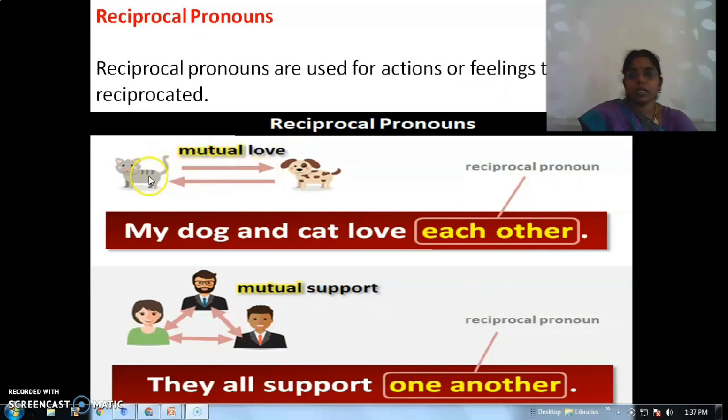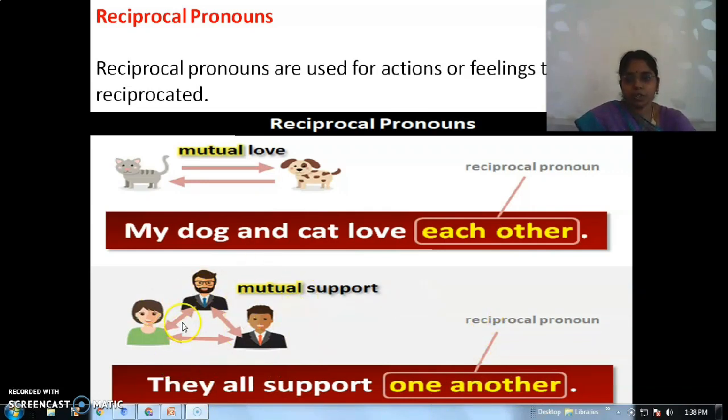See, a cat and a dog are there. My dog and cat love each other. Each other is a reciprocal pronoun. So, both of them shared with each other. Here, one more example: they all support one another. One another is a reciprocal pronoun.